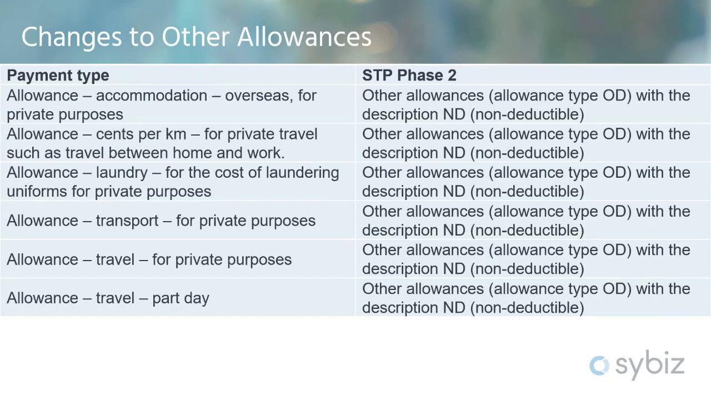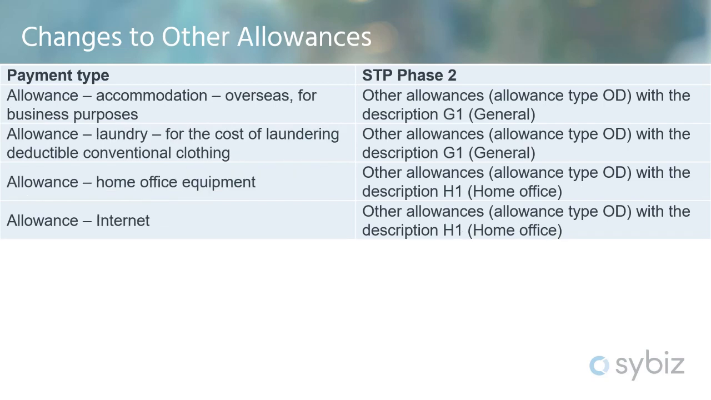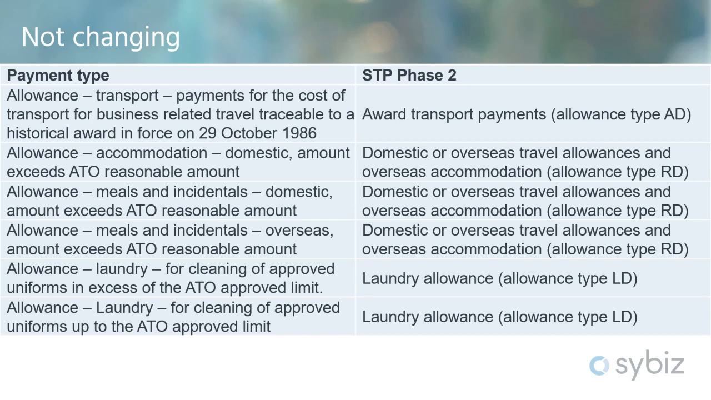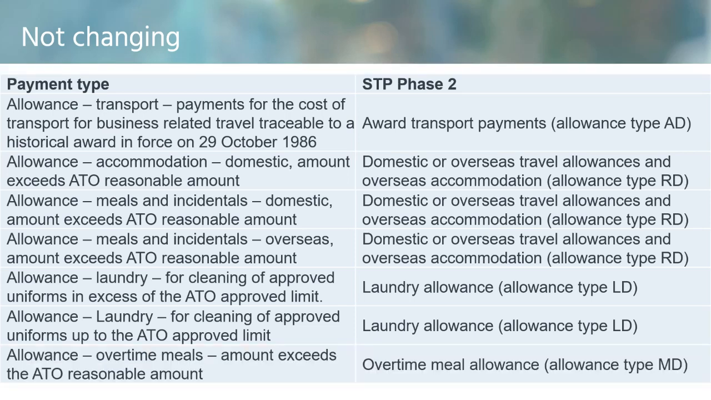So there have been some additional changes to the other allowances as well, and these are the kind of things that you do need to consider from a categorisation point of view. I won't go into too much detail there. You get the gist of what you need to do from an other allowances point of view. And things aren't changing on the allowance side of things for a number of cases. So again, because these aren't changing, I'm not going to worry too much about that.